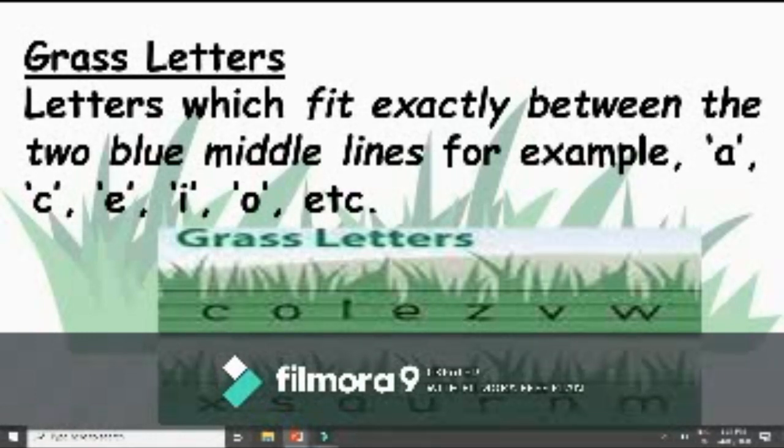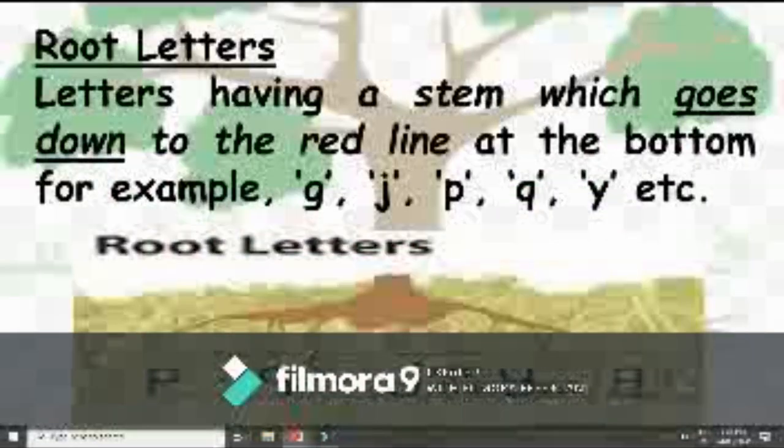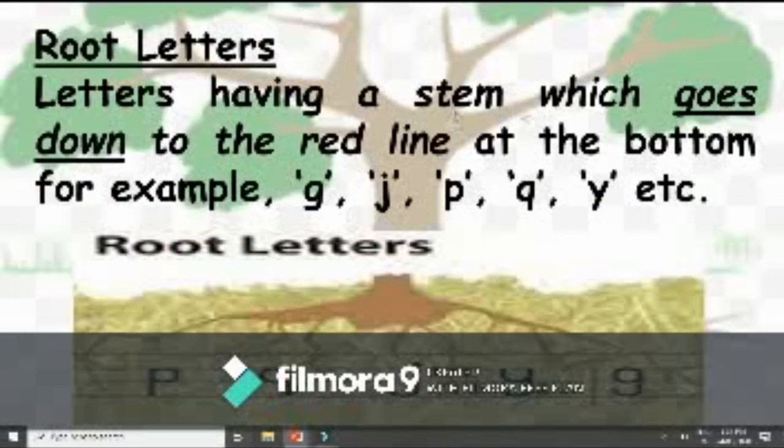Now let's move to root letters. Letters having a stem which goes down to the red line at the bottom. For example, G, J, P, Q, Y, etc. We have this root line, and as you can see, all these letters are touching this root line. So all these letters are called root letters.